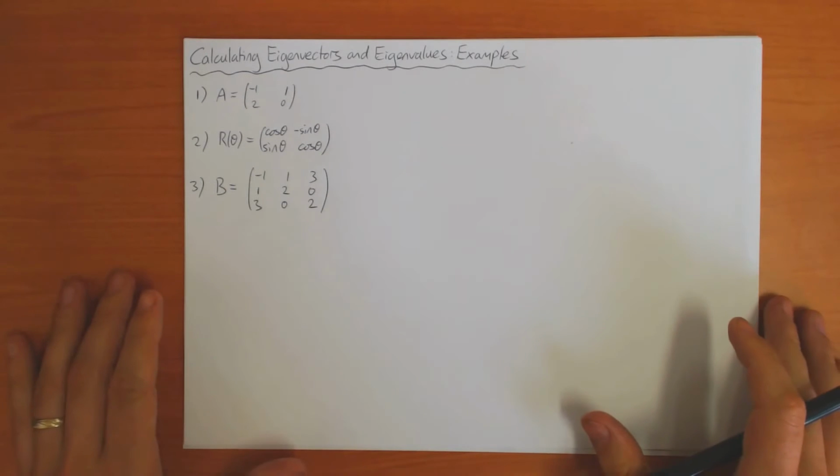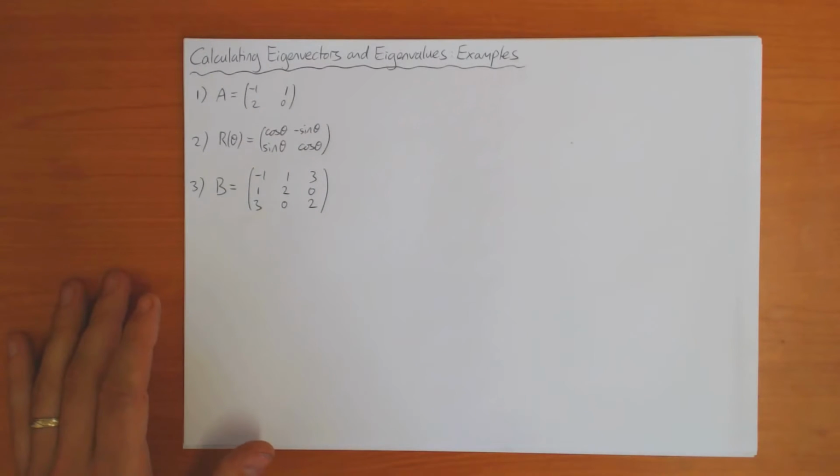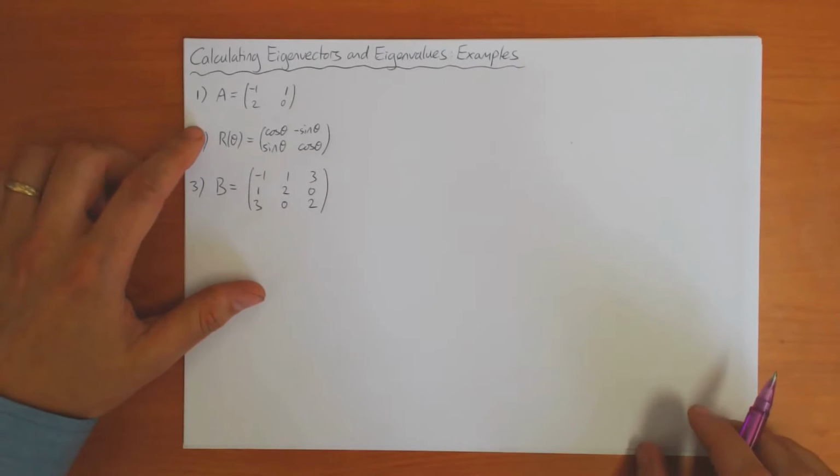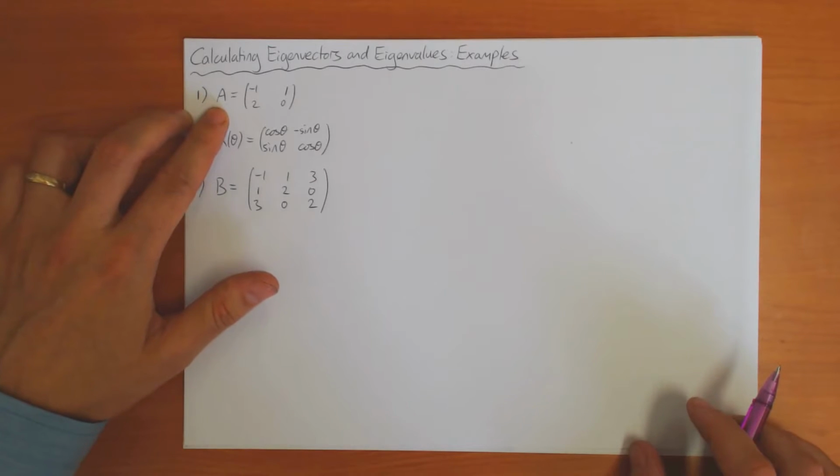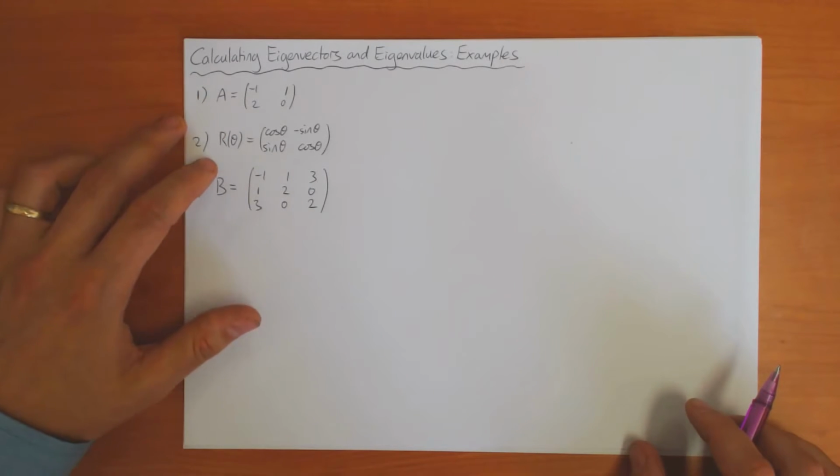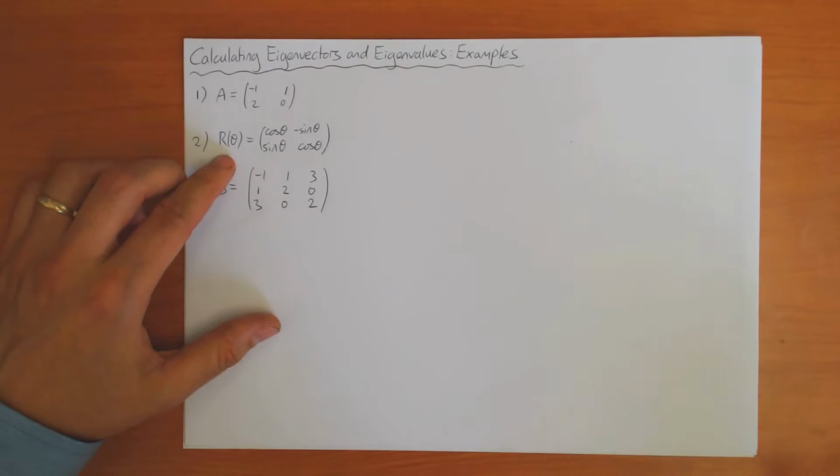So this video is just going to show some more examples of finding eigenvectors and eigenvalues using the method I showed you in the previous video. I'm going to do 3 examples, and each of these shows you some slightly different properties of this method. So the first one is just another regular 2x2 matrix.